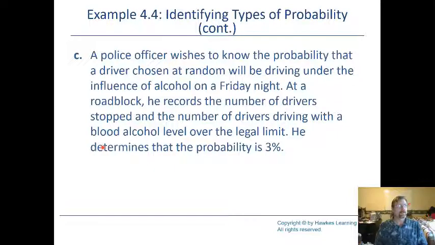We've got a policeman wanting to know what the chances are that a randomly chosen driver will be driving drunk on a Friday night. So he does an experiment and records the number of drivers stopped at a roadblock and the number of drivers over the legal limit, and determines the probability is 3%. What type of probability is that? Remember, we've got subjective, empirical or experimental, and classical or theoretical. All right.